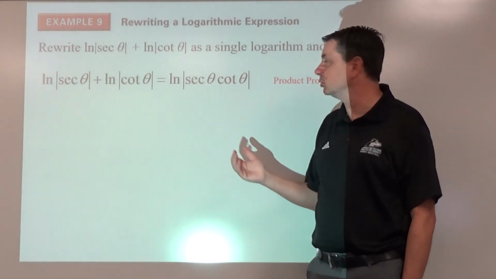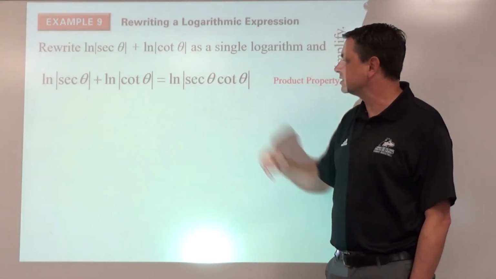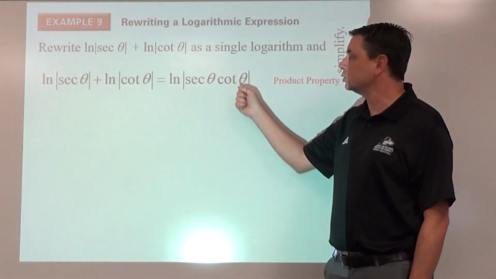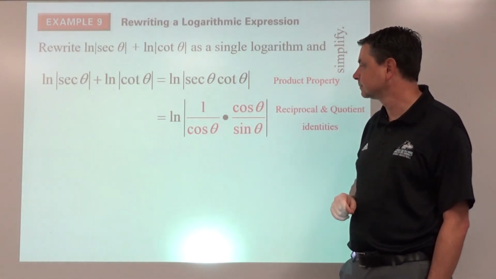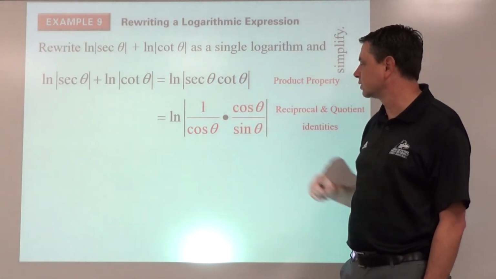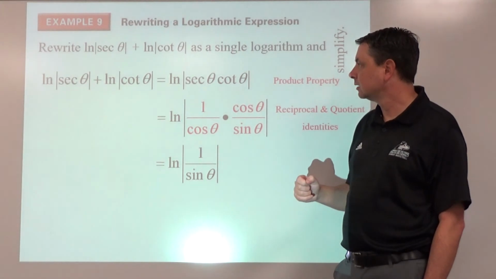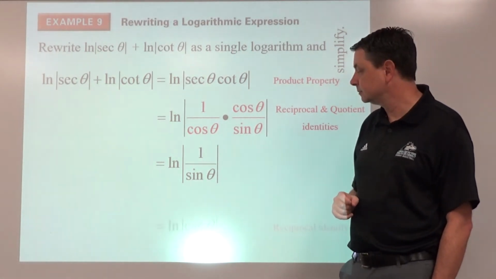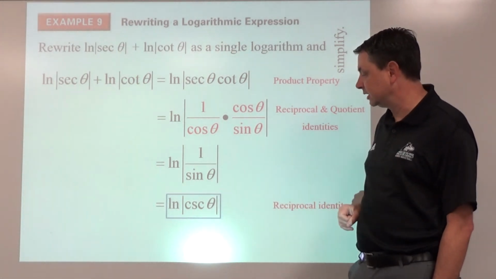Again, maybe it helps to get in terms of sines and cosines as a strategy. So secant is reciprocal identity, 1 over cosine theta. Cotangent is quotient identity, cosine theta over sine theta. And we could cancel those out. We have 1 over sine theta. We can simplify that as a reciprocal identity. So the natural log of the absolute value of cosecant theta.